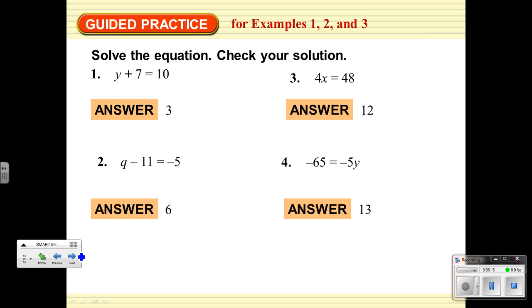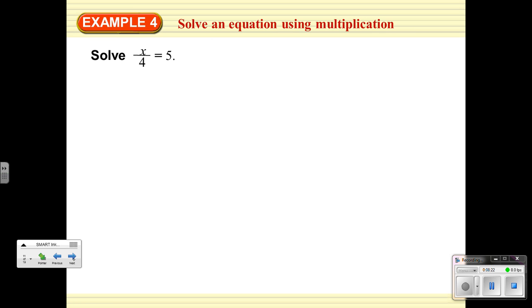Okay, if you don't understand how I got any of those 4 answers, circle them, and you can bring those questions to class. Okay, let's use some multiplication.